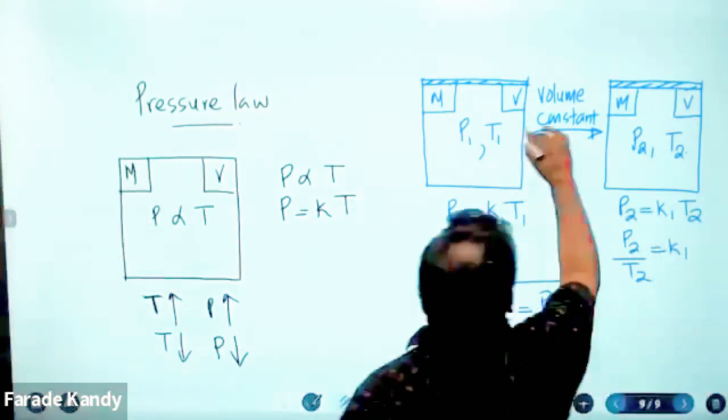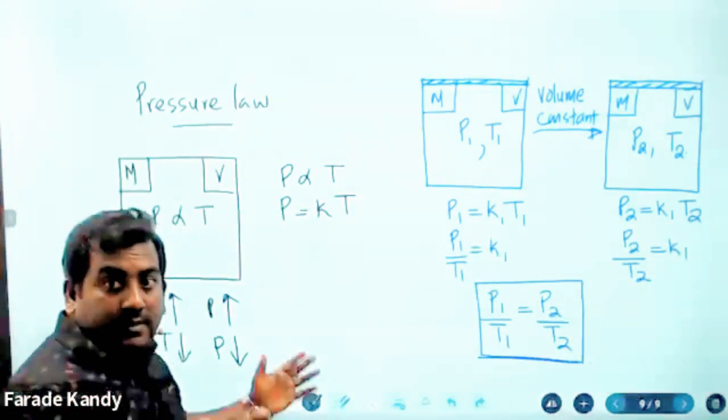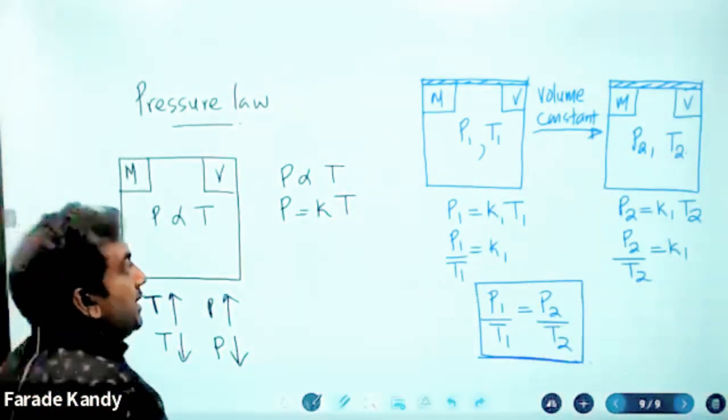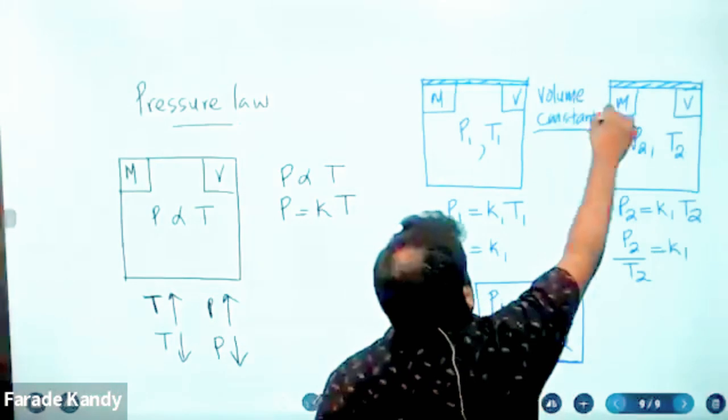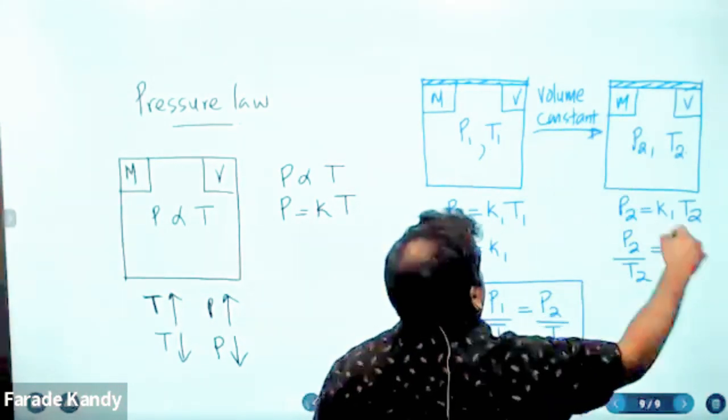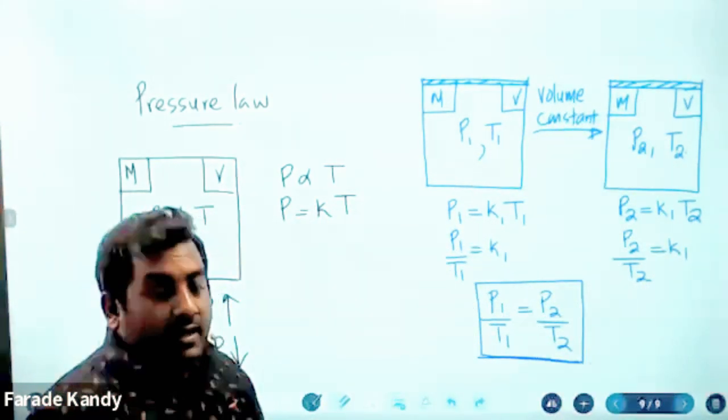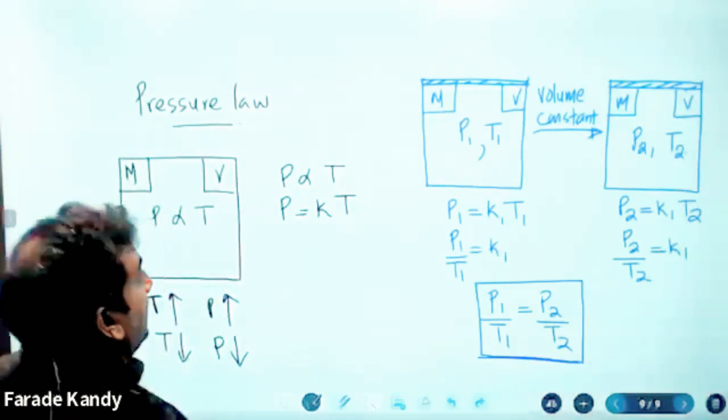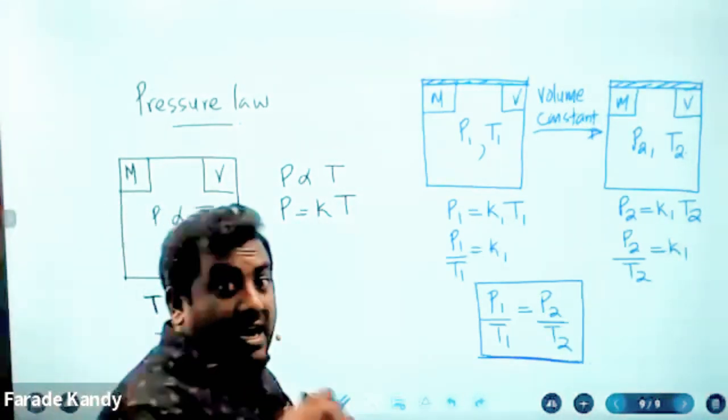So these are thermodynamic processes. Same container, mass and volume same, pressure and temperature will change. Clear? Now, how do I represent this in a graph? We'll first start with the PV graph. PV graph, how to represent?